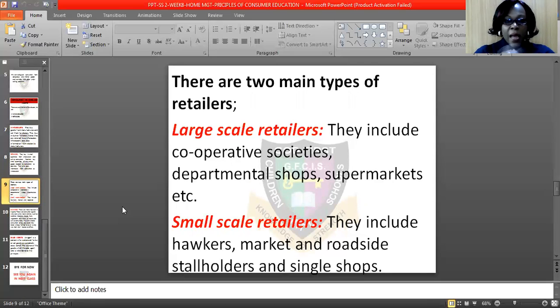Is that clear? Now, these small scale retailers include hawkers, those that hawk their plantain, their biscuits, their chips, and everything on the street. They include hawkers, market and roadside store holders, and single shop owners. Are you getting? They are categorized as small scale retailers because of the quantity they buy; a single shop owner cannot buy a large quantity at a time. Do you understand? That is how it is.